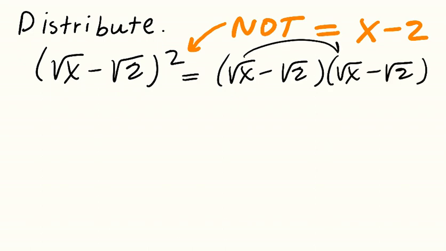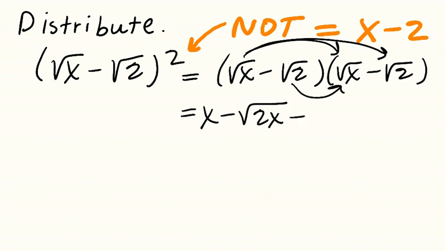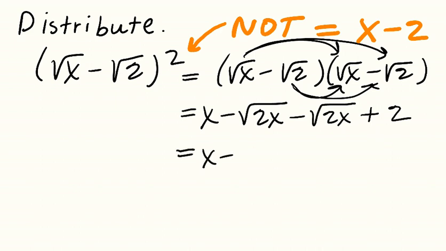First is going to be root x times root x is equal to x. Outside is minus square root of 2 times square root of x, which is square root of 2x. Inside is minus square root of 2 times square root of x, which is square root of 2x. And last is plus square root of 2 times square root of 2, which is regular 2. Okay, and then combining like terms, I've got x minus 2 of these square roots, and then add 2 at the end. Okay, don't forget that middle term whenever you are asked to do this.